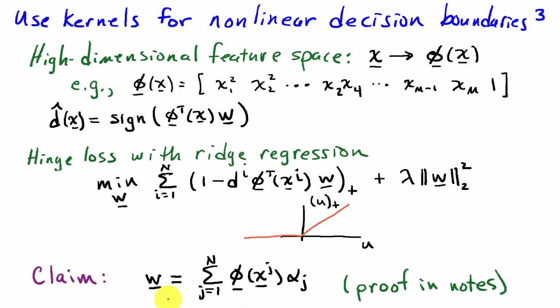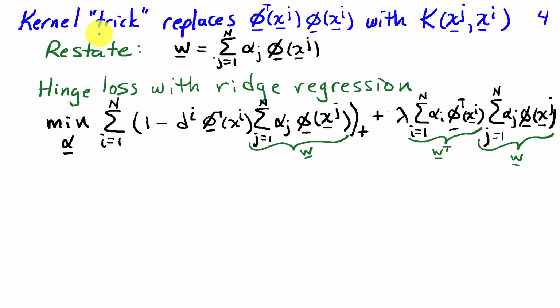Well, I'm going to make the claim that when we solve this problem, w has to be a linear function of the phi of xj. So we can write w as the sum from j equals 1 to n of phi of xj times alpha j. And I've included a proof of that in the notes that accompany this lecture. So we're going to use this kernel trick, as it's called, although it's not really a trick, it's just a substitution, to obtain our support vector machine.